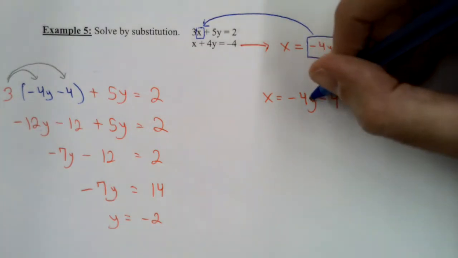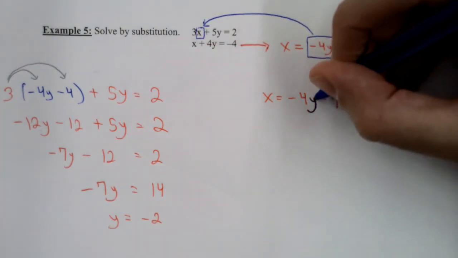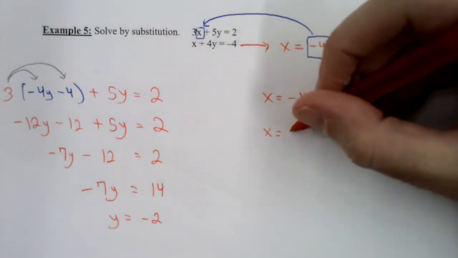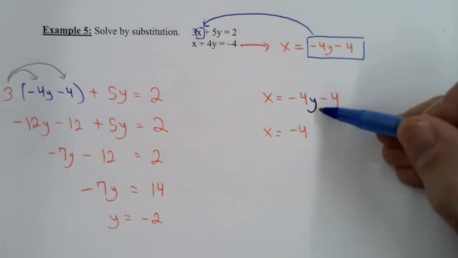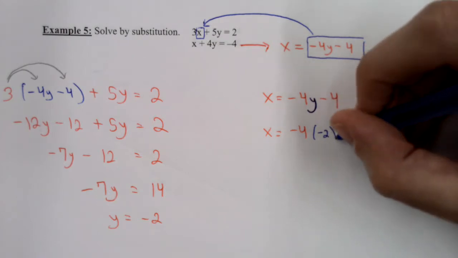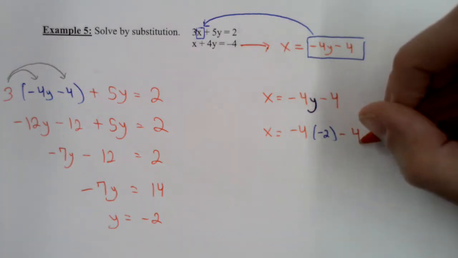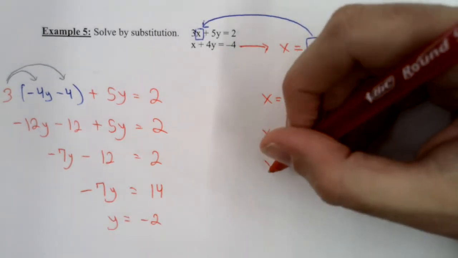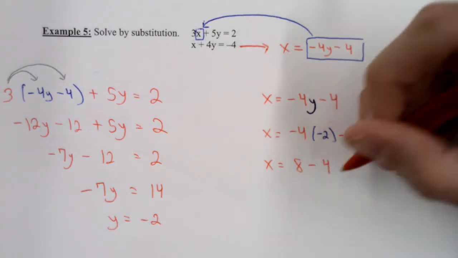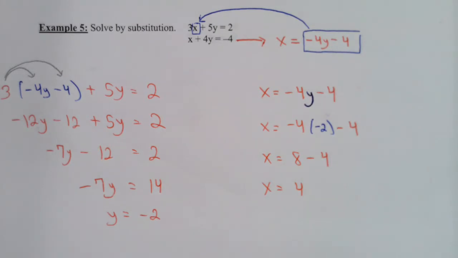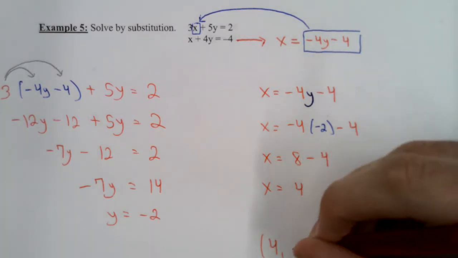Let me put the y in blue. Let's try and make it easier. Substitute for y. X equals negative 4 times y, and let's replace the y with negative 2. So x equals negative 4 times negative 2. That's 8. X equals 8 minus 4. So x equals 4. Final answer, 4, negative 2.